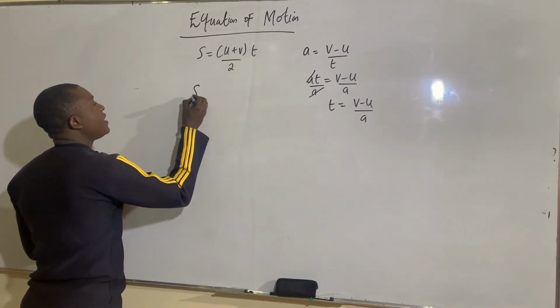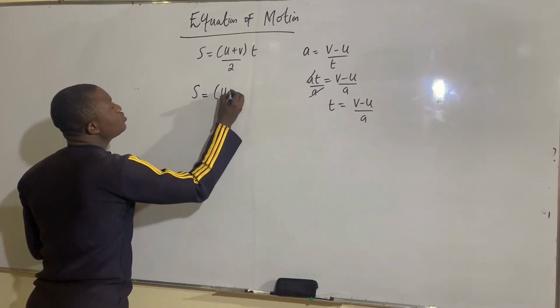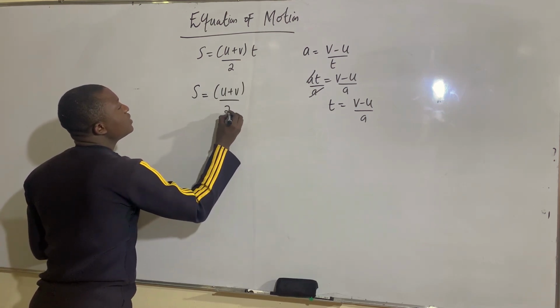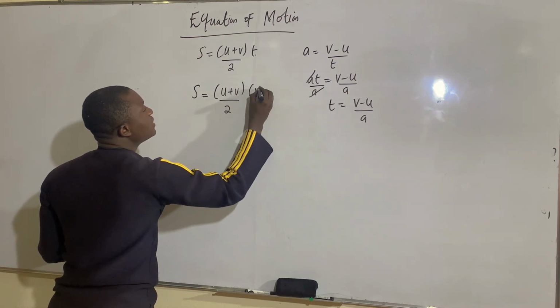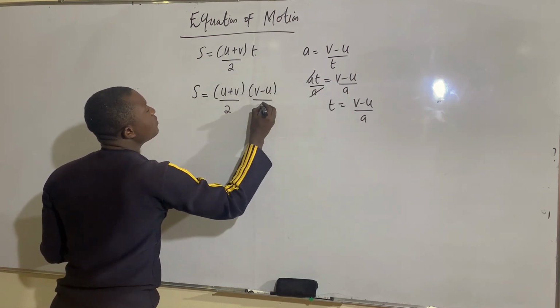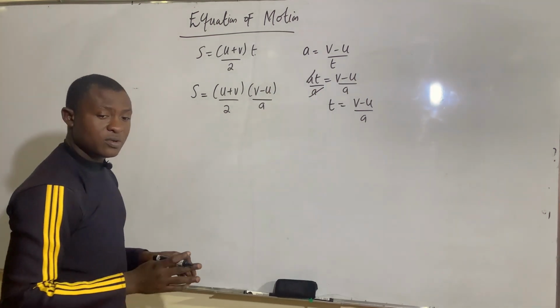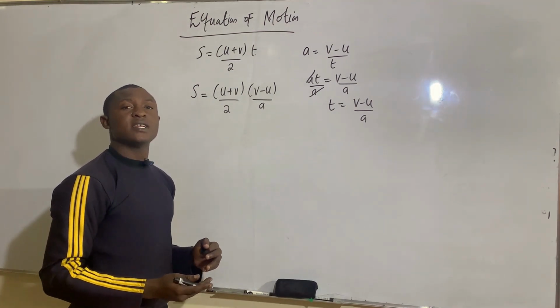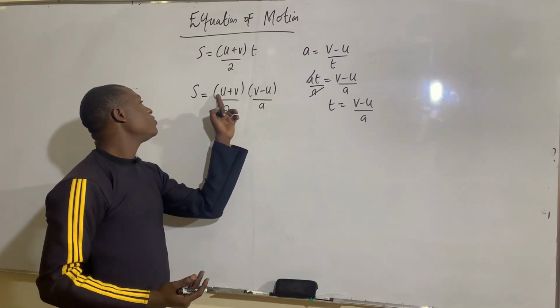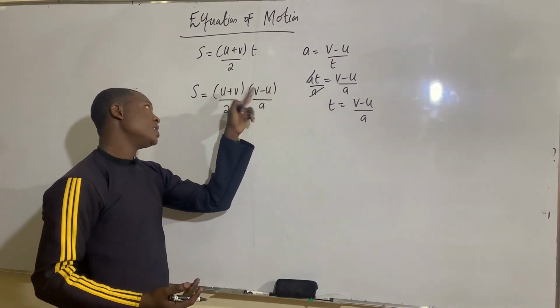So here we have x equal to u plus v over 2, and this is t now. Instead of writing t, we use our t to be v minus u over a. I hope you are following, right? Fine. So now the next step is simple expansion. That is expanding the time. This one we multiply this one as well, then the other one as well.